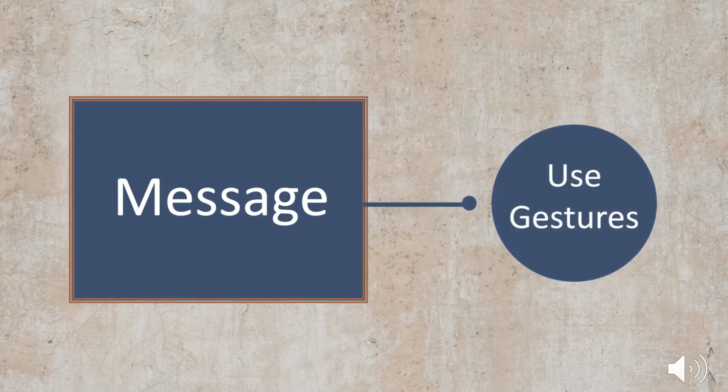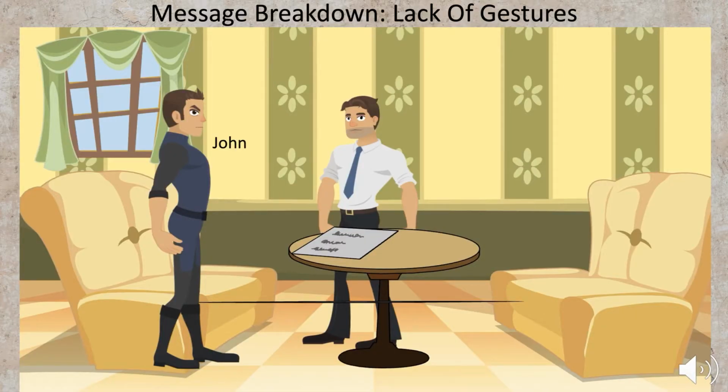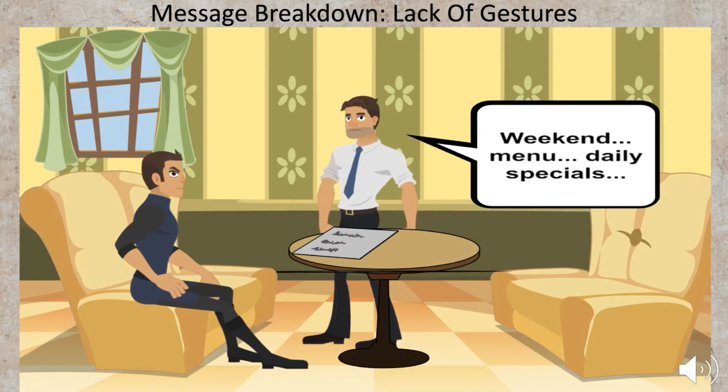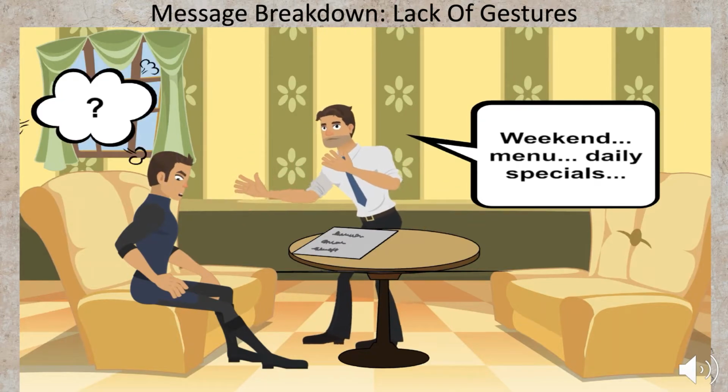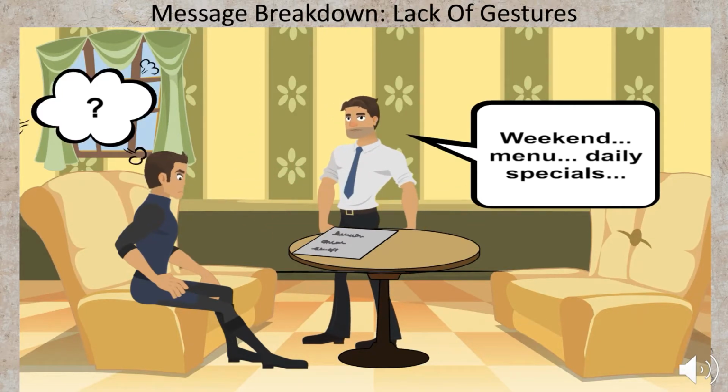Conversation breakdowns can also happen within the message. This can happen when conversations get too broad or when gestures do not match comprehension or understanding. Let's take a look. John has just sat down at his table in the dining hall. Michael, his waiter, has approached his table to take his order. Michael starts off the conversation by asking if John had a good weekend, and then proceeds to ask if John wants the daily special or something off the menu.